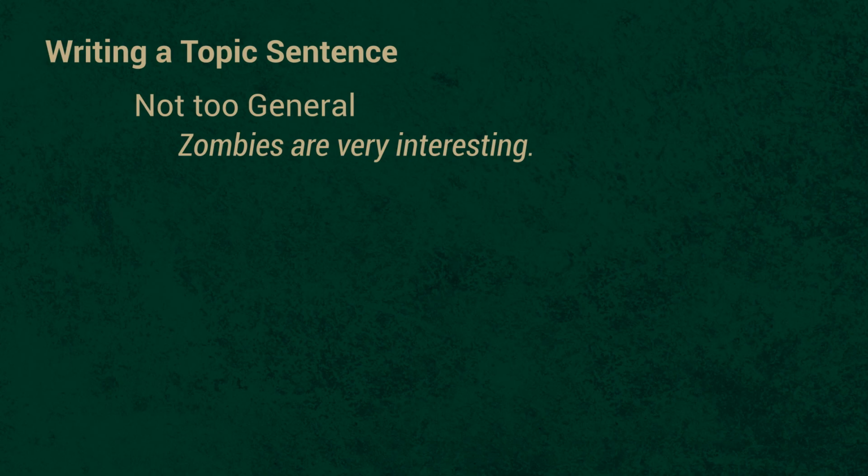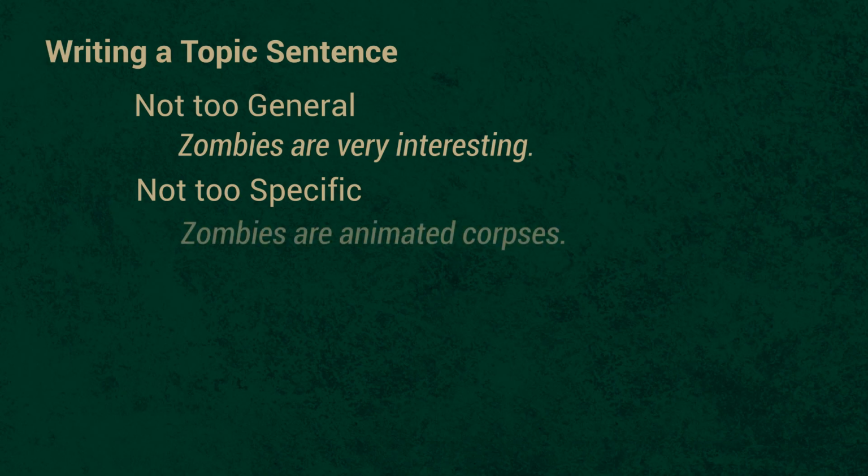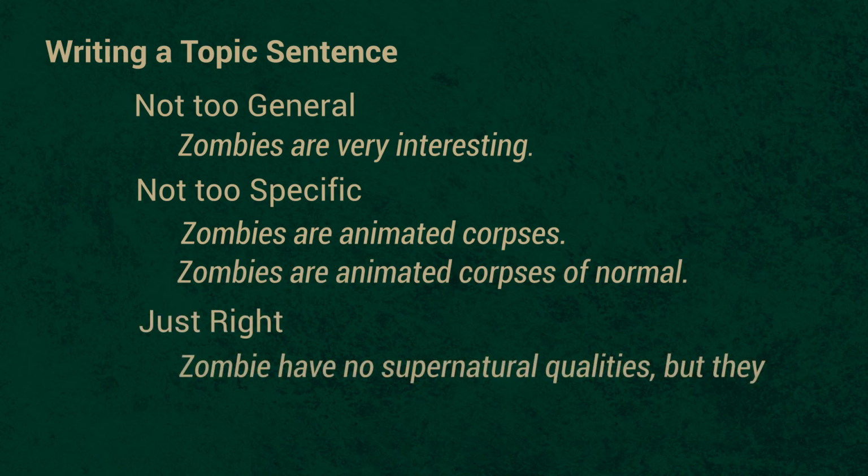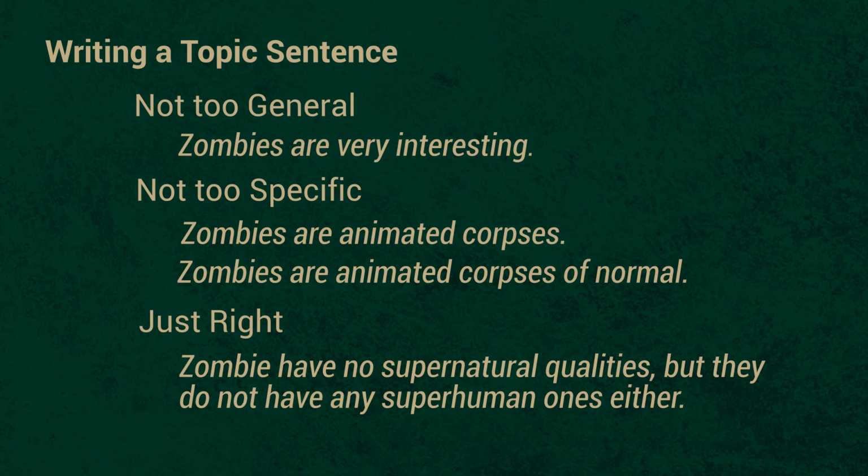So don't be too general, but neither should you be too short or too narrow or too specific. If you are, your paragraph won't advance your argument. This topic sentence is not a topic sentence. It's basically a statement, and it doesn't require any support. This one is also too specific. This one is just right. The zombie has no supernatural qualities, but it doesn't have any superhuman ones either. Once you've decided on your topic sentence, make sure that your paragraph stays on topic.